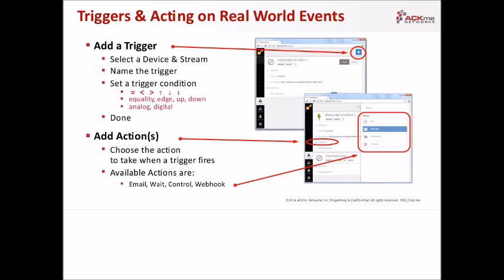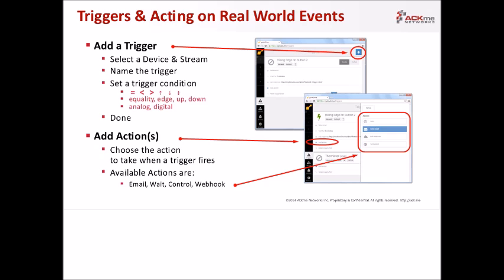So you start by adding a trigger. You pick a device and a stream, maybe the macro board, and maybe it's a button. You give it a name, and then you say, when the button goes to 1, I want the trigger to fire, and click done. Great. So now you have a trigger set up, but it doesn't do anything. So you need to add an action to it.